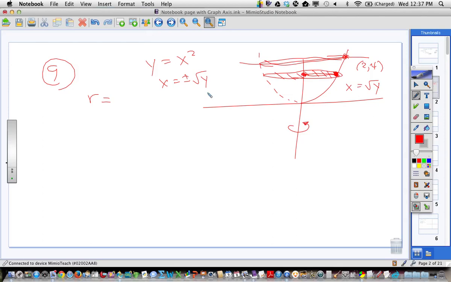Well, we're on the right half. So it'd be square root of y. So the right x coordinate is square root of y. The left x coordinate is 0. So that's our radius. So our integral, and I usually put the pi out in front, pi r squared, so there's r, and it goes from 0 to 4.